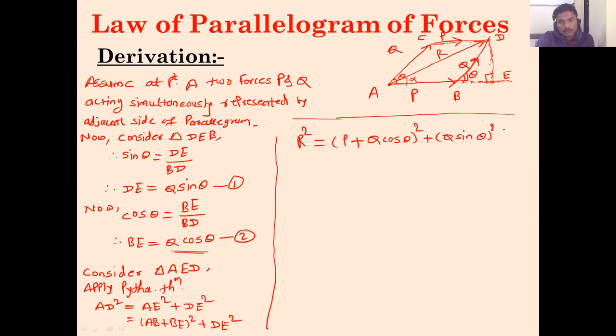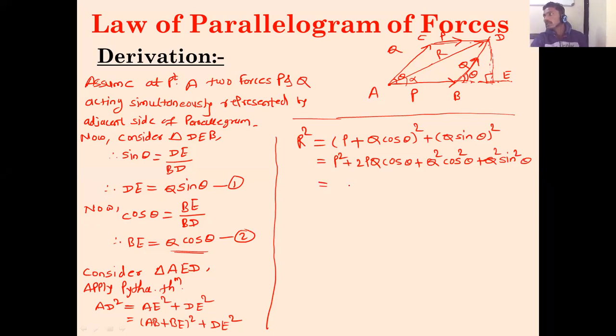Okay, now we only have to go for simplification. What will be the expansion of the first bracket? P square plus 2PQ cos theta plus Q square cos square theta, plus Q square sin square theta. Any simplification?